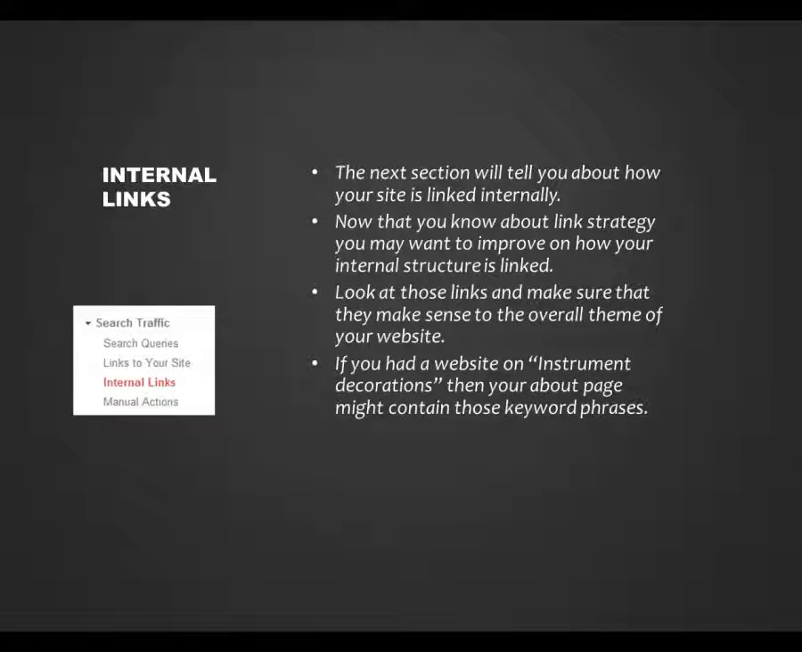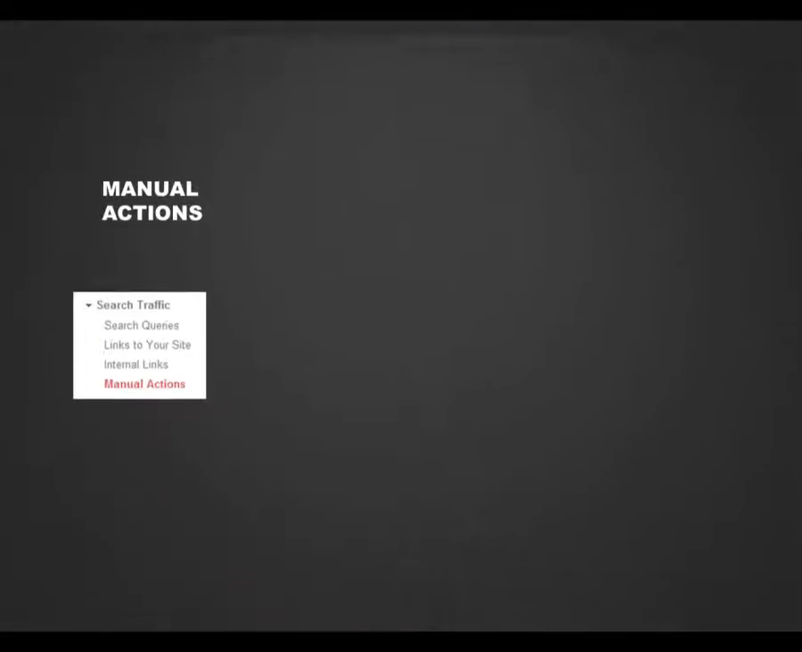Now, if you had a website on instrument decorations, then your About page might contain these keyword phrases. Notice the URL structure: instrumentdecorations.com, about our instrument decoration company. So that doesn't just say about us, it describes about our instrument decoration company. Okay, so we've got a keyword phrase in our URL. That's another good thing to do. You'll notice my about us is about our web development company or something of that nature.